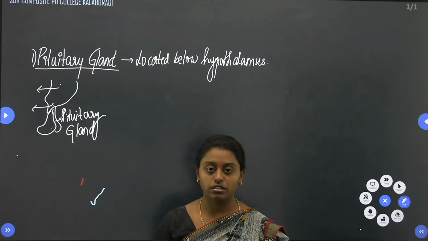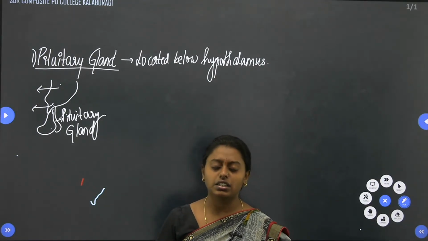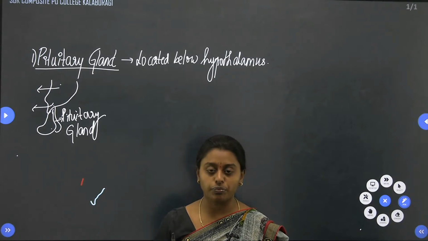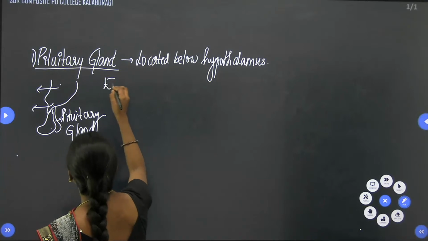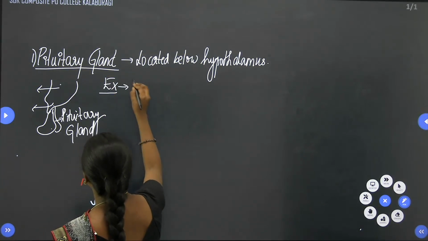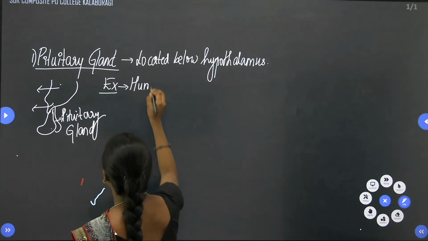The pituitary gland can secrete different types of hormones. Let us take an example. One example of a hormone secreted by the pituitary gland is human growth hormone.